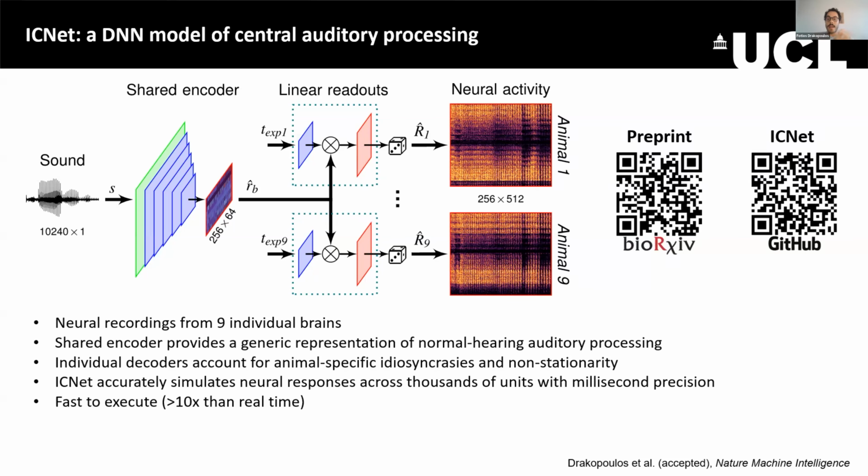And the result is ICNet, a deep neural network model of central auditory processing, which essentially takes as input sound waveform and produces activity patterns across thousands of neural units with millisecond precision. So this framework that we designed enabled ICNet essentially to describe the full statistical complexity of neural activity in the brain. And because it is based on convolution, it's also quite fast to execute.